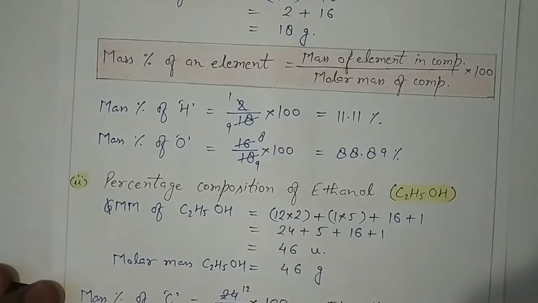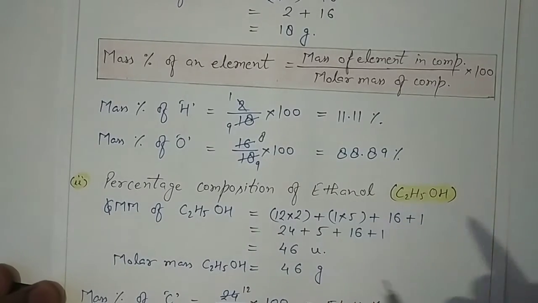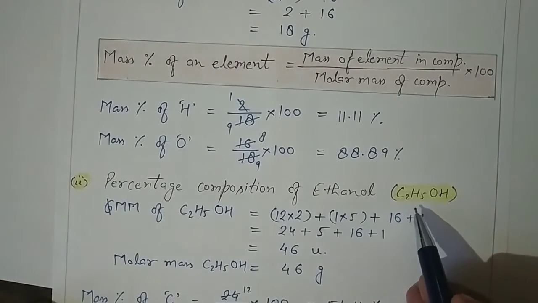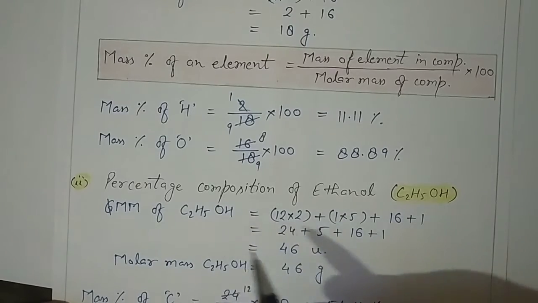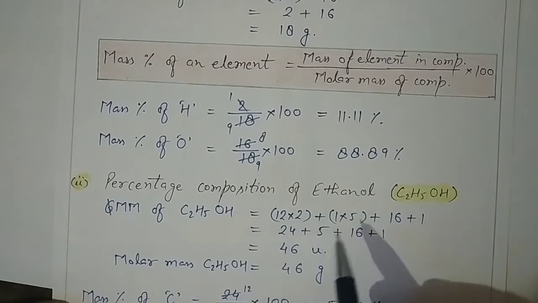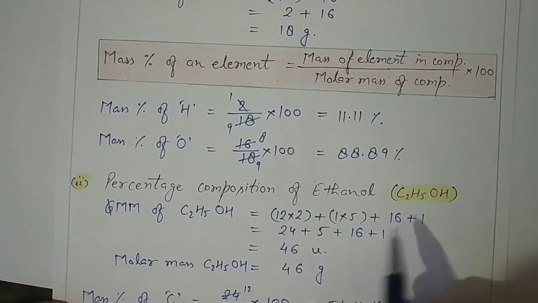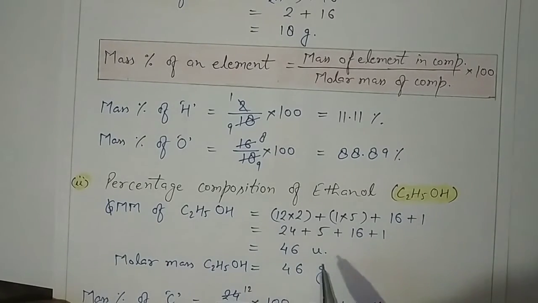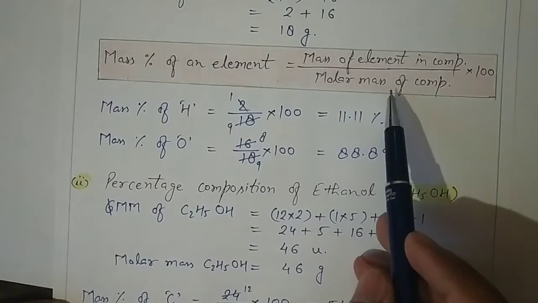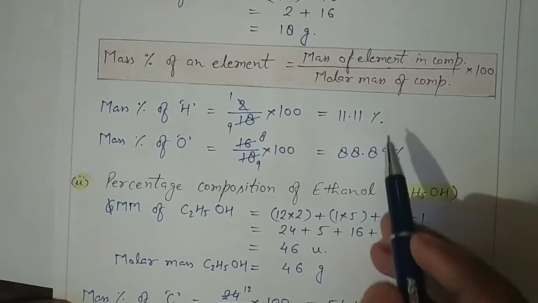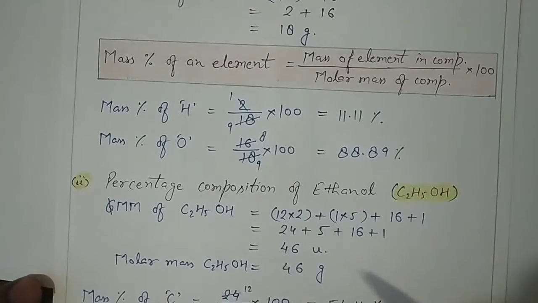The percentage composition of ethanol. First of all, we must know the formulas of the compounds. C2H5OH is the formula of ethanol. Now, the molecular mass of C2H5OH, that is ethanol, is 2 atoms of carbon, 12 into 2, plus 5 atoms of hydrogen, 1 into 5, plus oxygen has atomic mass 16 and hydrogen is 1. So 24 plus 5 plus 16 plus 1 would be equal to 46 units, that is the molecular mass. But because in the formula we use molar mass, that should be converted into grams, as the molar mass of any compound is the molecular mass expressed in grams.